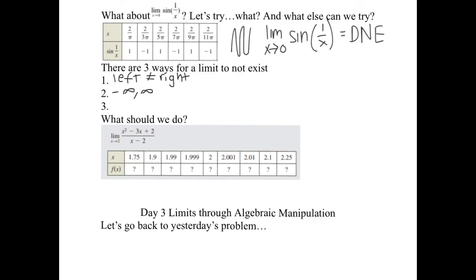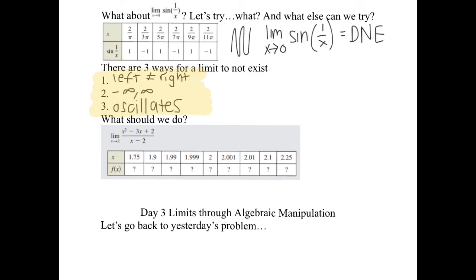And then the last one is if the function oscillates or has some kind of noticeable pattern to where it'll never reach a singular number. So if you ever fall into one of these 3 answers, then overall your limit just does not exist.